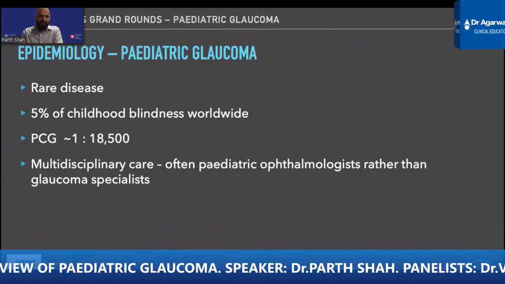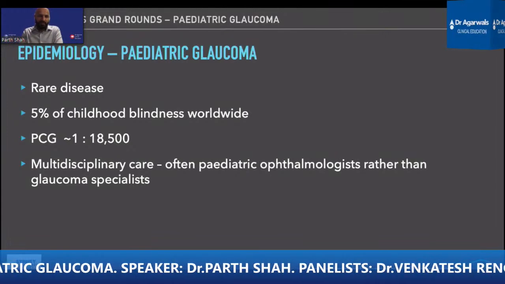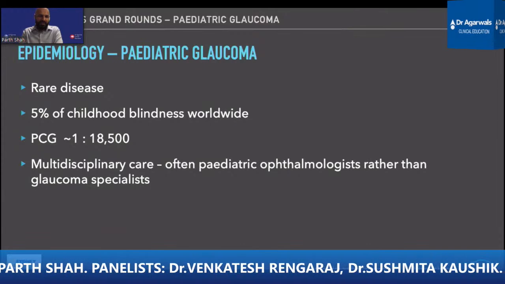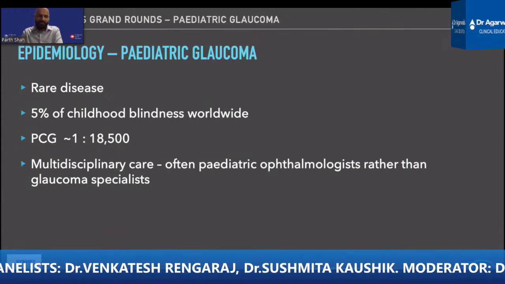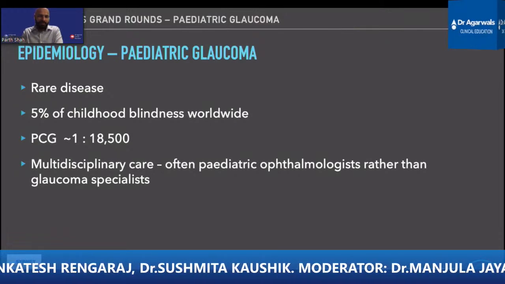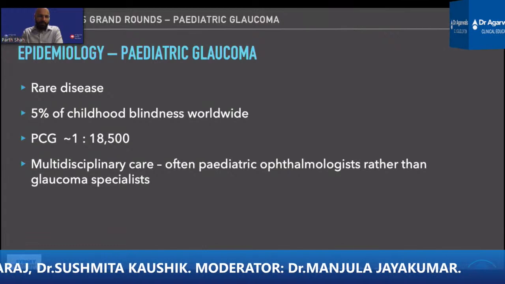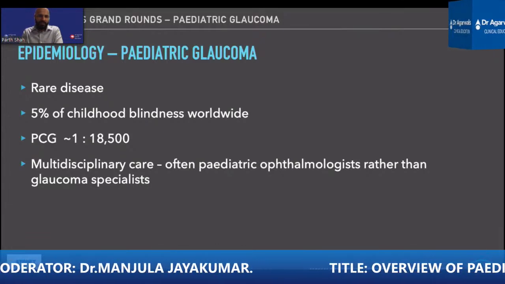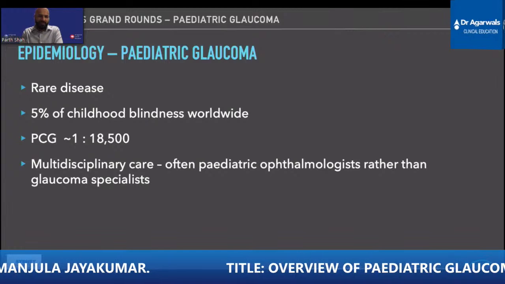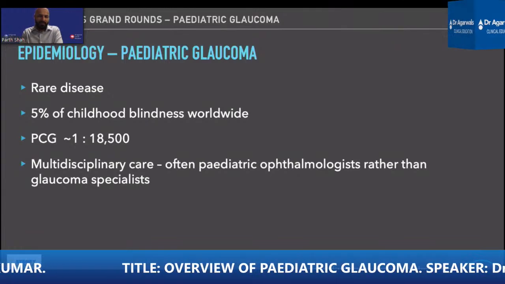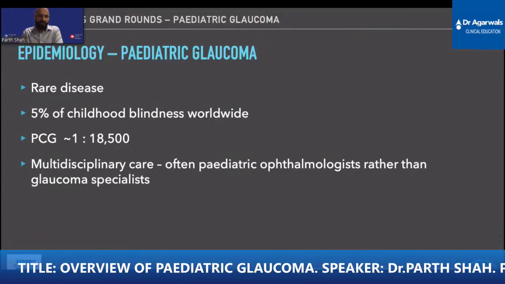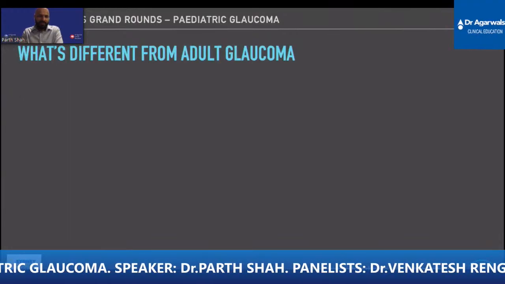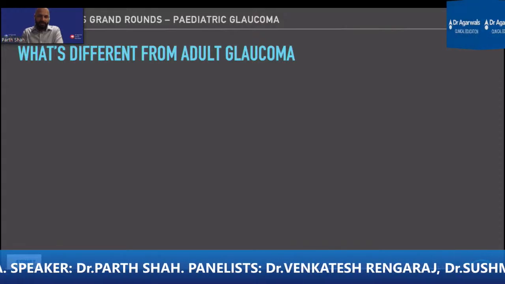So pediatric glaucoma is a rare disease. It probably accounts for about 5% of childhood blindness around the world. And primary congenital glaucoma, or PCG, depending on the population, is about 1 in 18,500 or 1 in 20,000 births. Congenital and pediatric glaucoma is managed slightly differently depending on where you are around the world. Often it's managed by pediatric ophthalmologists rather than glaucoma specialists, and that's certainly the case where I work here in Sydney, Australia. But in other centres around the world, it may be managed by comprehensive ophthalmologists as well as adult glaucoma specialists. So what are the differences in pediatric versus adult glaucoma?